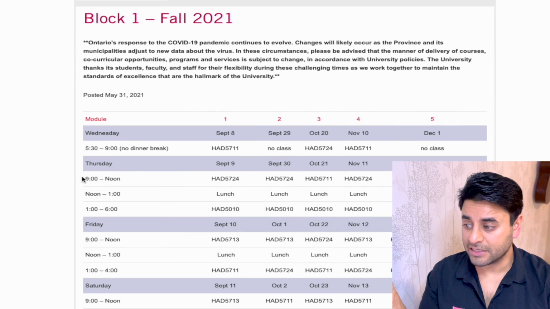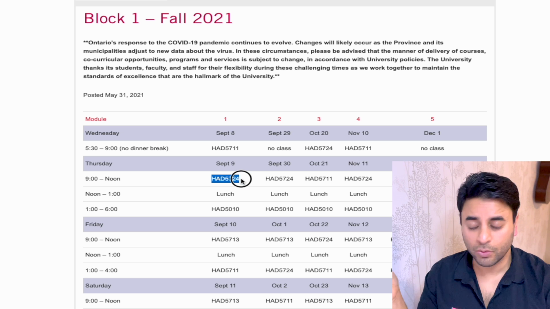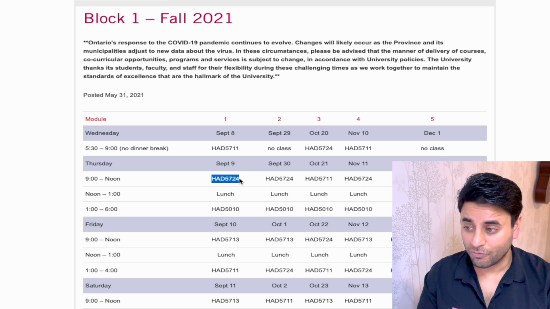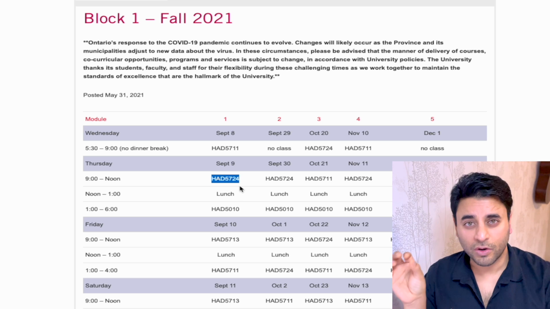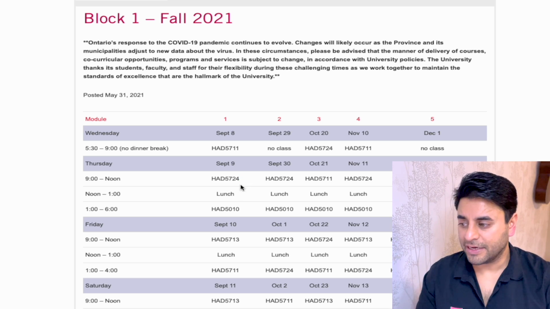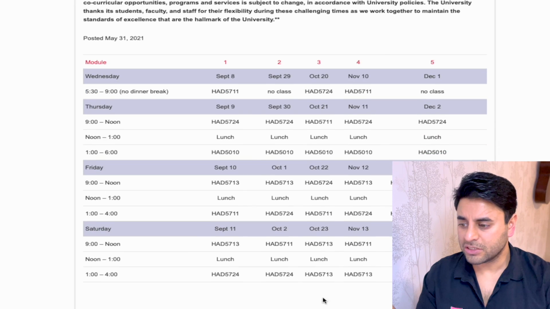So you can see there's September 9th, you will have a lecture from 9 a.m. till noon, and that lecture is of a certain subject, which is HAD 5724. Now, if I go further, I will know that HAD is the Health Administration code, and then 5724 is the specific code for that course. So they are telling me that this course is going to be 3 hours, then noon is lunch, then 1 to 6 p.m. is another thing, and so on and so forth.